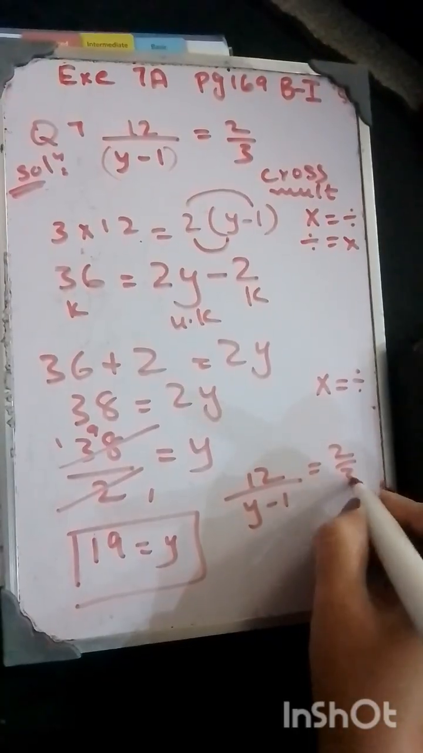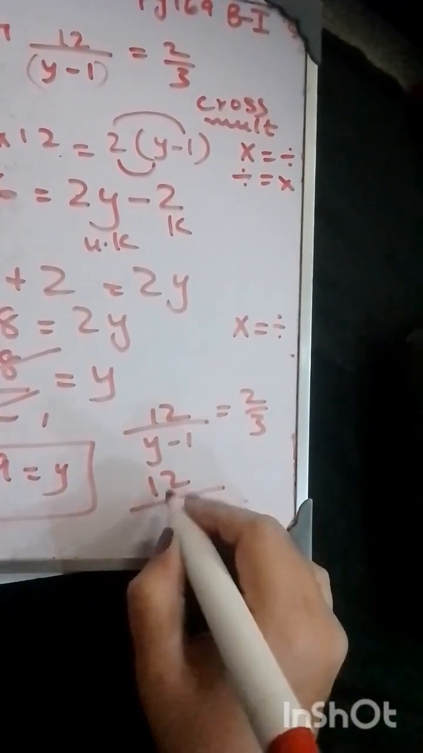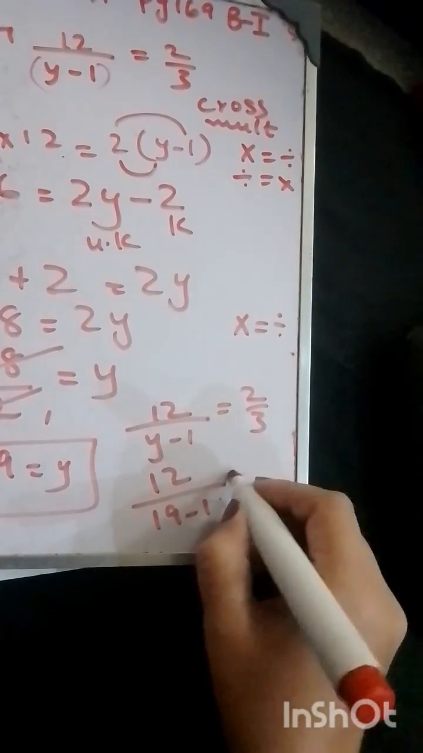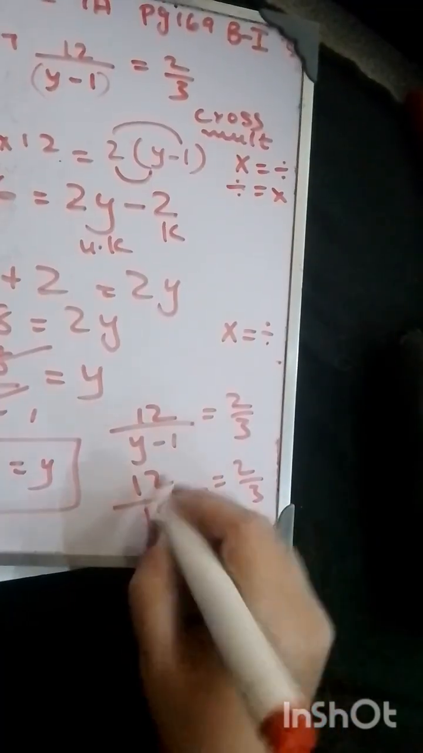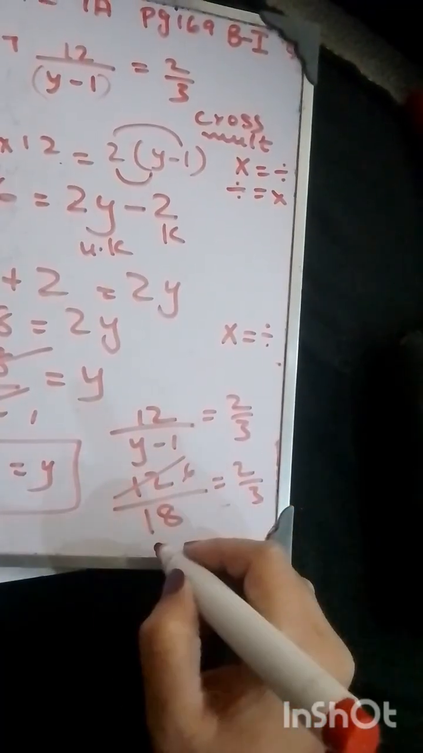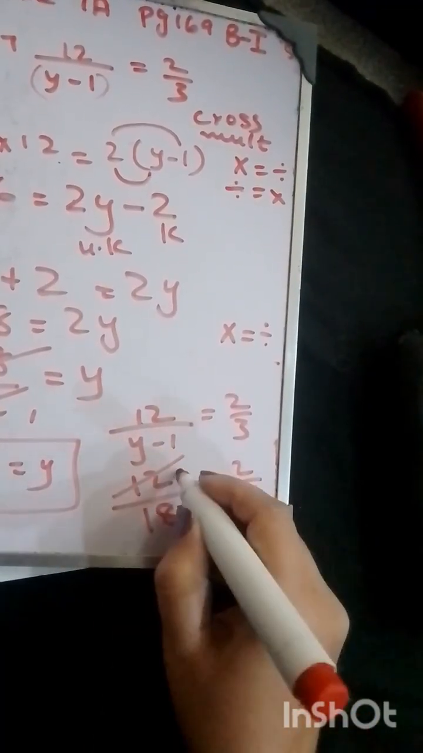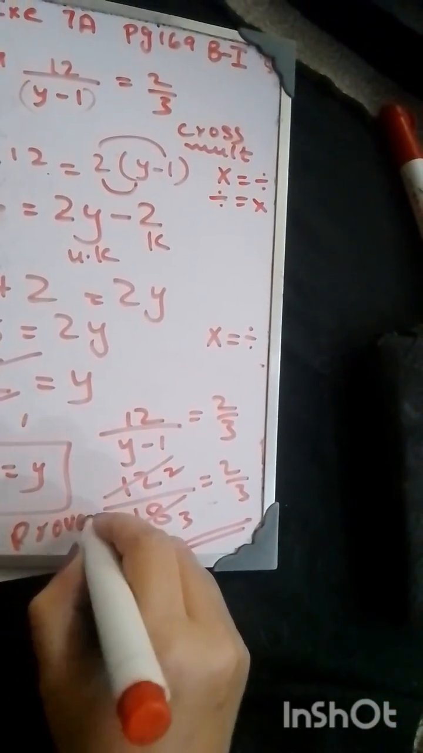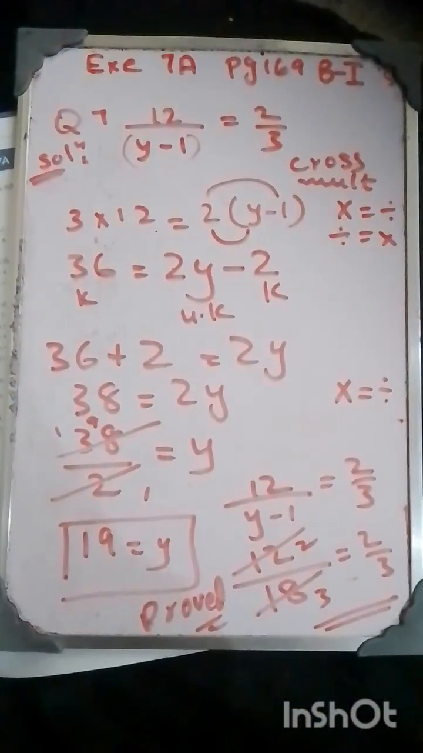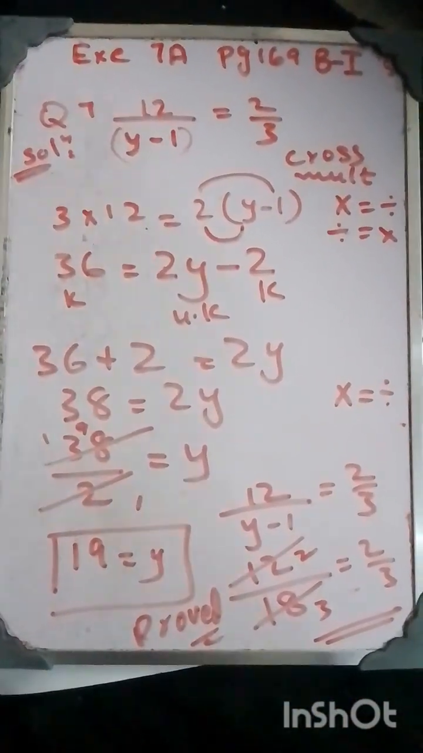I'm just verifying it for you. Where there is a y in the question, just put y equals 19. So 19 minus 1, it will be 18. 12 upon 18 we will write here. So on simplification, 6 2s are 12, and 6 3 times is 18. So 2 by 3 and 2 by 3 equals 1 by 1. That is proved. 1 equals 1.